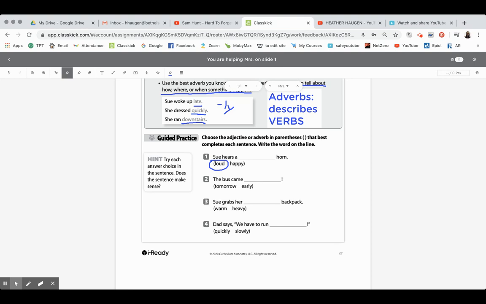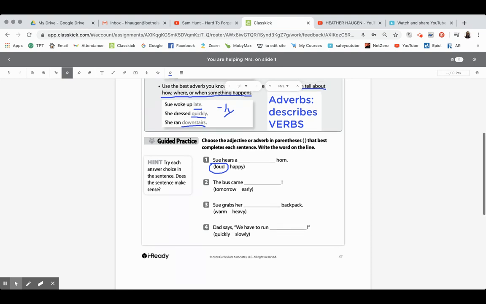Now, my question to you is, is the word loud in this sentence an adjective or an adverb? Is it describing a noun or a verb? We're describing the horn, and because horn is a noun, the word loud is an adjective because we're describing the horn. We're telling how it sounds. It's loud. So this time, the word loud is an adjective.